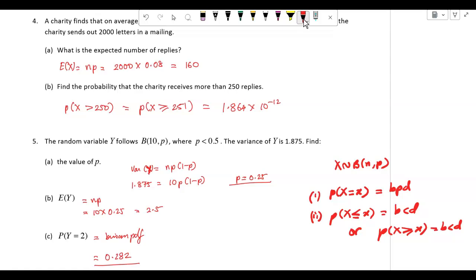BCD, the binomial cumulative distribution, is getting 0 plus 1 plus 2. Suppose you do BCD of 2, it means either you get 0 successes, 1 success, or 2 successes. Or you can do BPD 3 times and add those values, if you don't like using BCD.